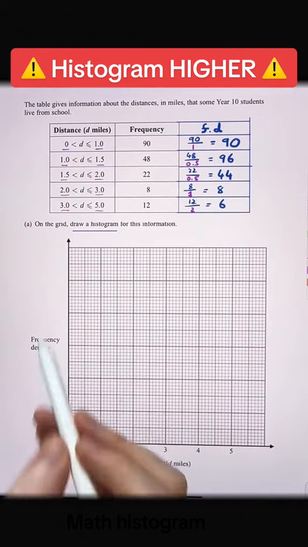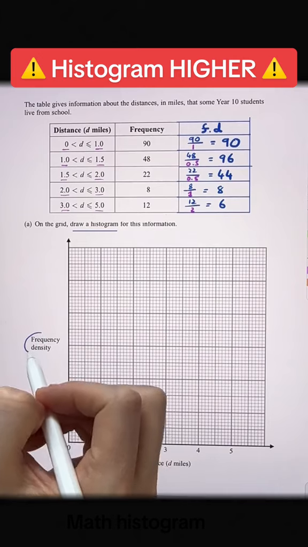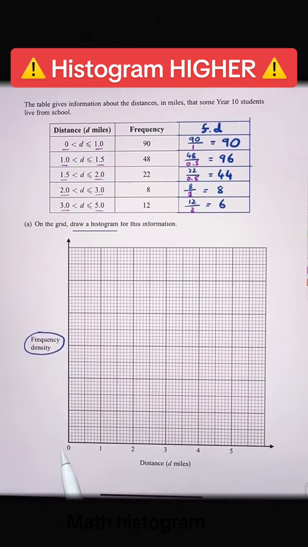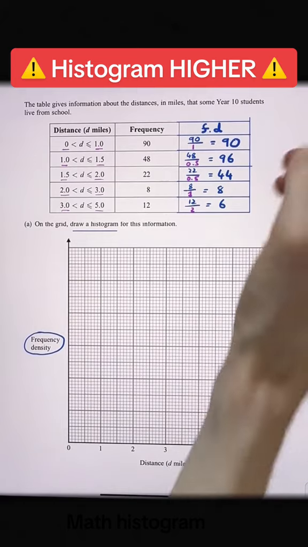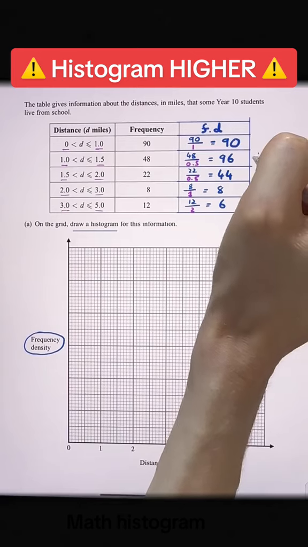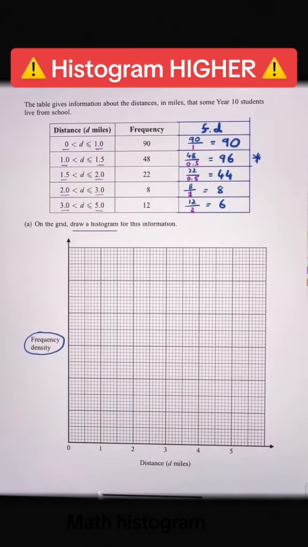When drawing a histogram, our vertical axis is always our frequency density. To determine a suitable scale, we always look for the highest frequency density. In this case, the highest frequency density is 96. So our scale must reach 96 in our frequency density. Here I can see I can go up in steps of 10.